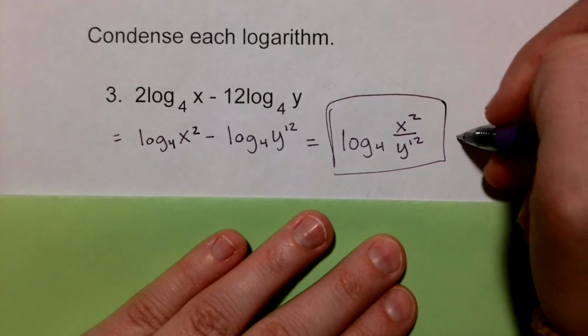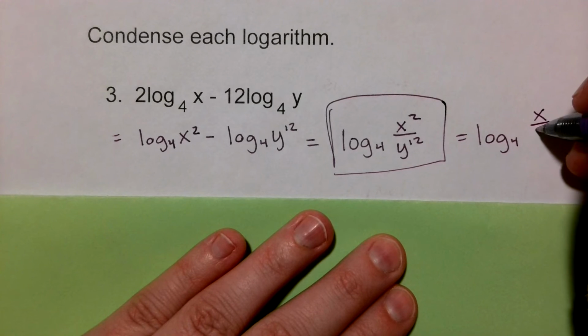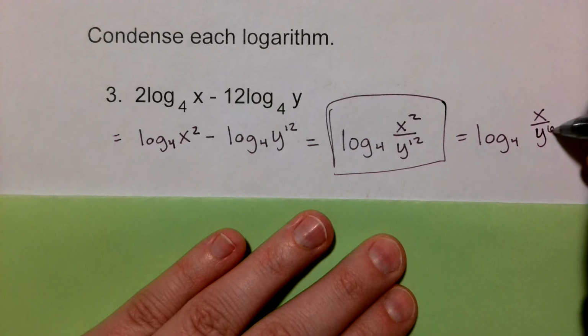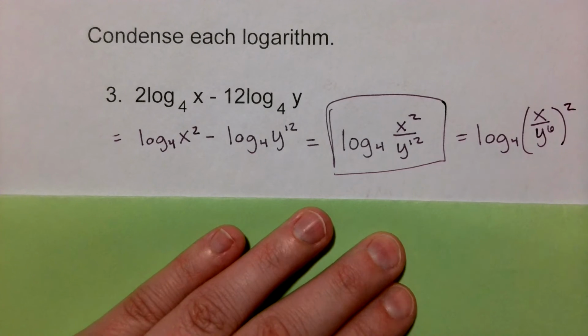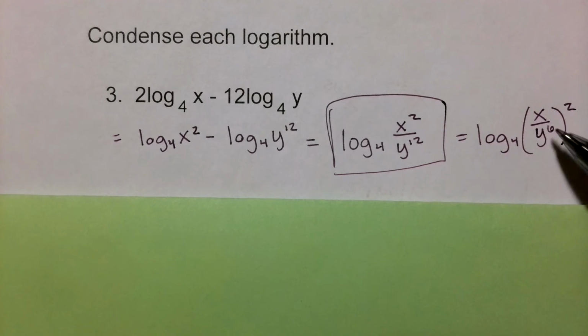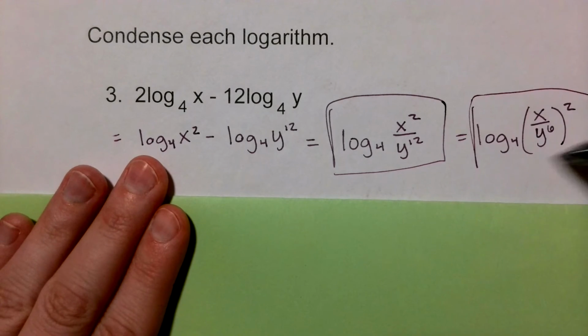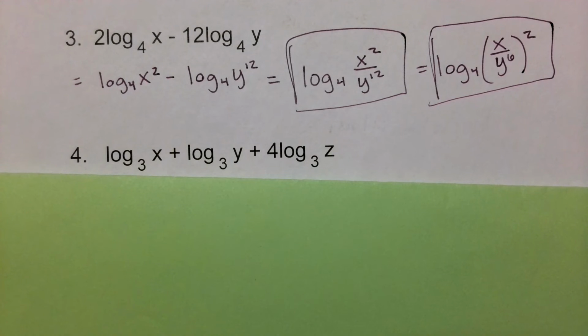So this would also be equal to log base 4 of, we could take a 2 out of both of those powers and then raise it to the second, because my x to the second and then y to the 6th to the second, kind of like simplifying fractions, but taking a power out of the powers. This is perfectly fine as well. Both are acceptable. Okay, go ahead and try number 4 for yourself.